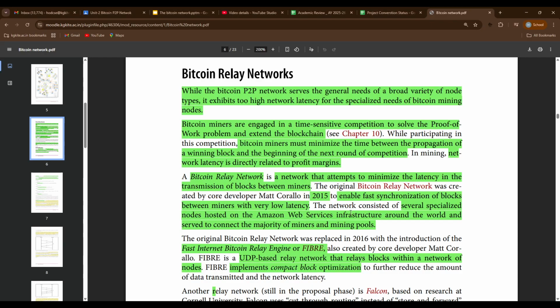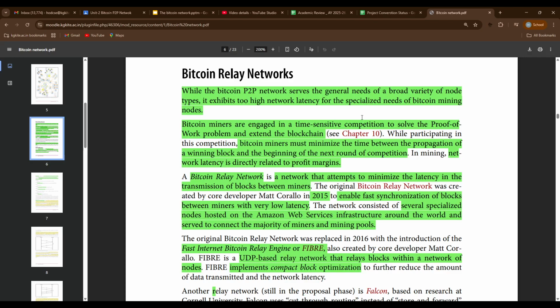So good morning everyone. In today's session we'll discuss what is meant by Bitcoin relay networks. We've already discussed Bitcoin P2P networks. So this Bitcoin P2P network, what was the basic objective?